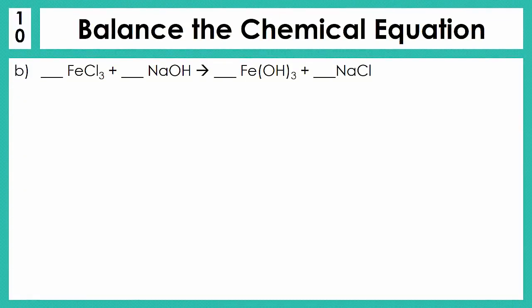Next, I have FeCl3 plus NaOH makes Fe(OH)3 and NaCl. So I've got iron, chlorine, sodium, and then I have hydroxide on both sides of the arrow. So rather than splitting that up into hydrogen and oxygen, I'm just going to keep it together as hydroxide because it appears on both sides of the arrow. So we can go ahead and count.